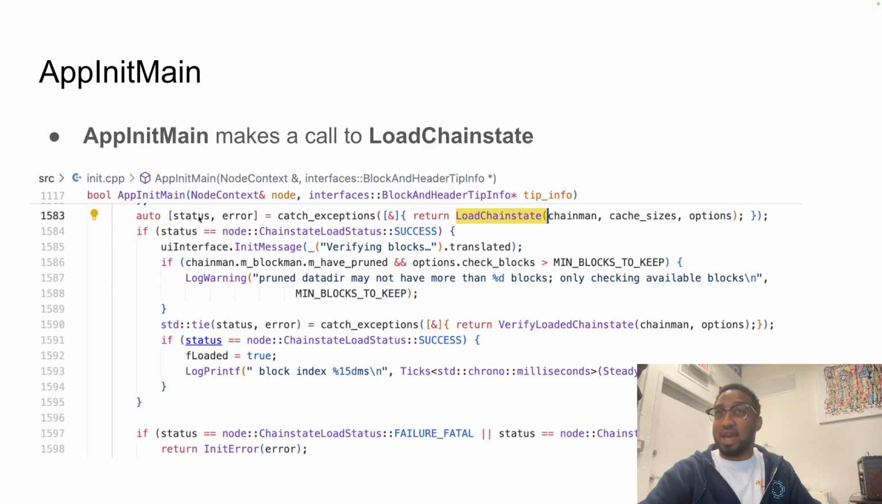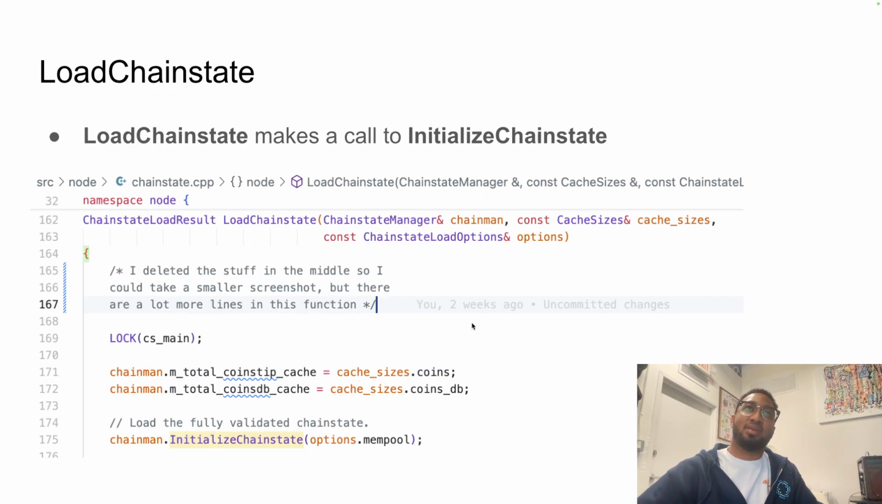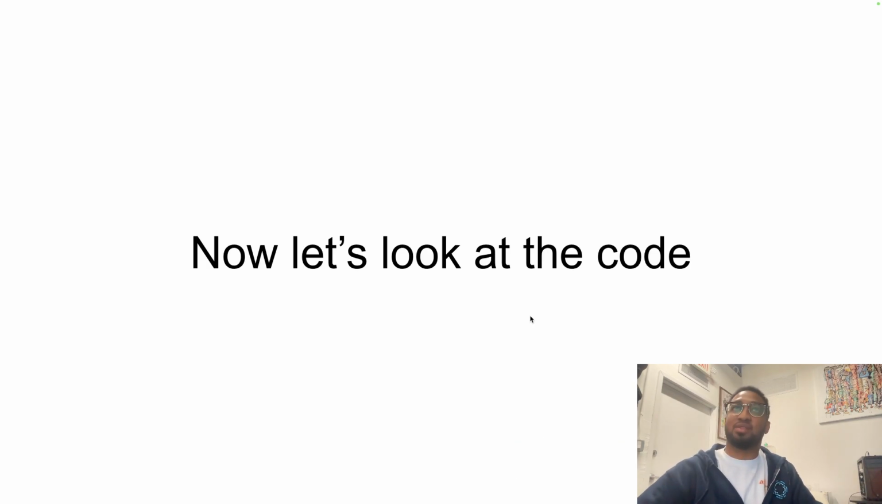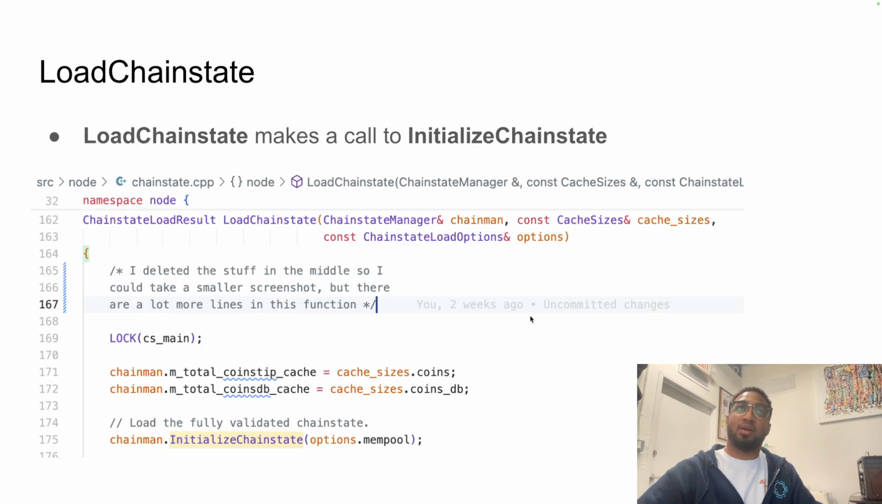Then you can see you get a status after you load the chain state, and it might be success, and this is what you want, of course. And if you don't get a success, then you have to return an error. And you have all these log warnings and all this other stuff. So load chain state makes a call to initialize chain state. This is, back in this diagram, we're in load chain state right here. You make a call to initialize, and we'll make a call to complete. So let's go back here. We make a call to initialize chain state from load chain state.